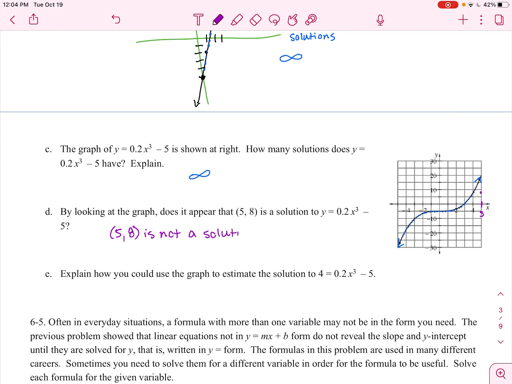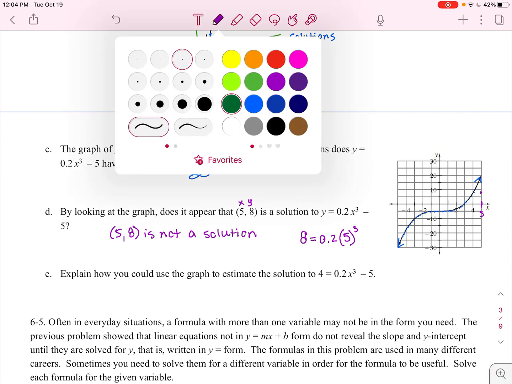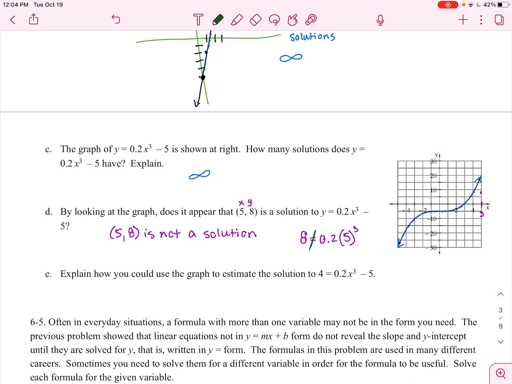If you wanted to do it algebraically too, you could plug in 5 for your x, 8 for your y to see if this adds up. 8 equals 0.2 times 5 cubed. I do not think those equal each other. I don't have my calculator, but let's just say they do not equal each other.